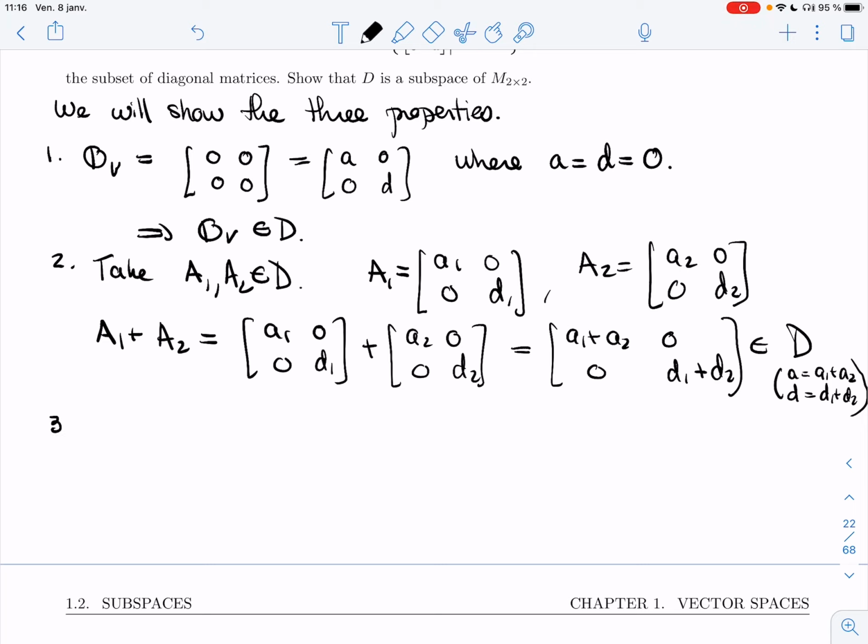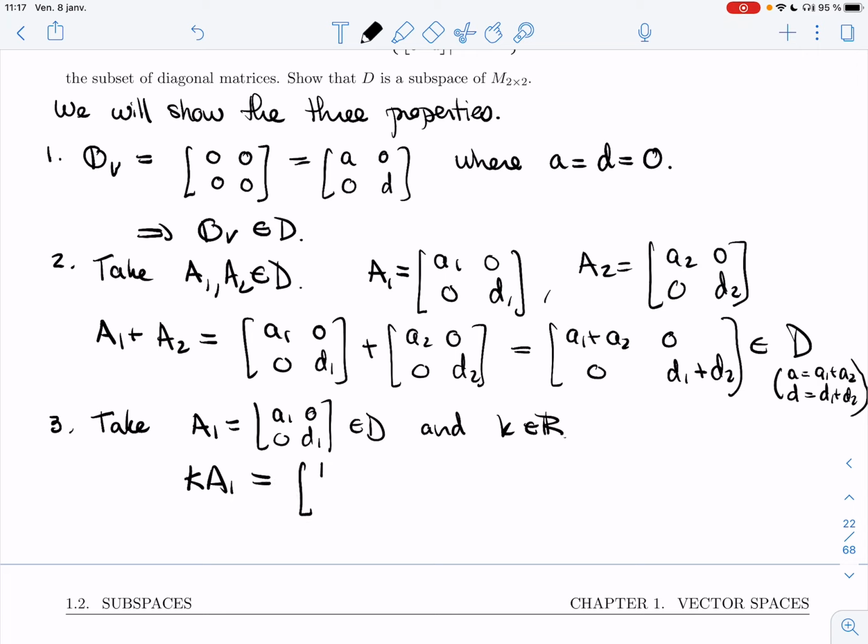Perfect. There's only the one condition left. I have to take one matrix and a real number and see what happens when I multiply them. So let's take A1 in D, and let's take K in R. I'm going to have to look at K times A1. That's going to be K A1, 0, 0, K D1. And this is still a diagonal matrix, where I have A equals K A1 and D equals K D1.